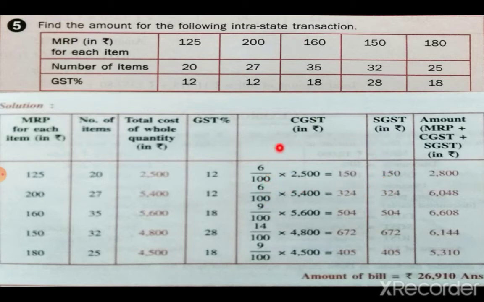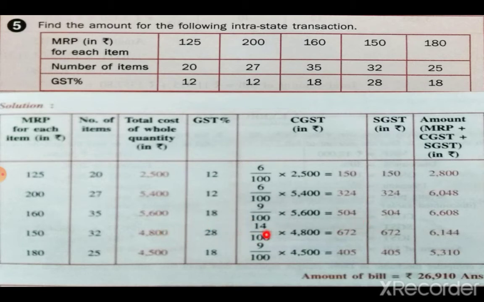So to find CGST, you will take 6 upon 100 into this total cost, that will be 2500, so it will come 150. Same here, it is 12%, but CGST will be 6, so 6 upon 100 into 5400, that will be 324. Next, it is 9 upon 100 because 18% GST means CGST will be 9%, so 9 upon 100 into 5600, so that will come 504.